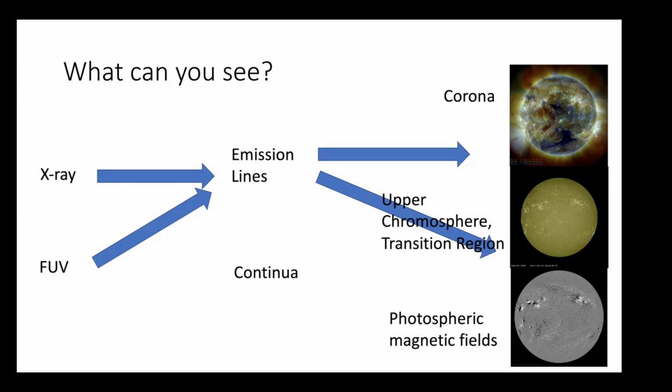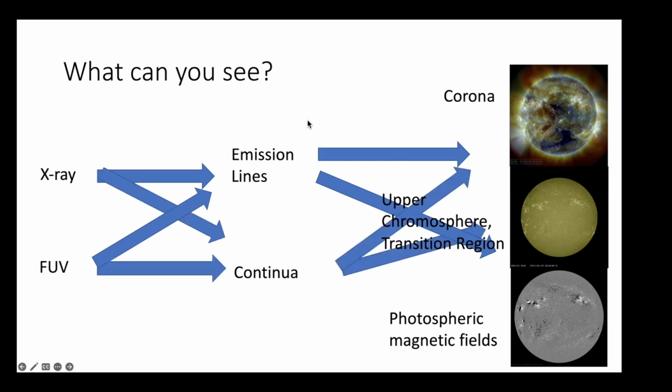You've got photospheric magnetic fields on the bottom, where you can see black and white are concentrated patches of magnetic field coming upward out of the solar surface and going downward into the solar surface. Near those active regions in the upper chromosphere and transition region, you can see emission associated with that material. And then in the corona, you've got these beautiful extended structures that show gas trapped in magnetic field lines. And then just for completeness, there's continuum emission in these wavelength regions as well.